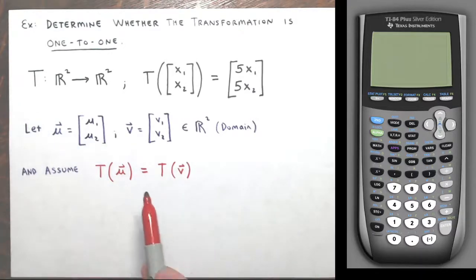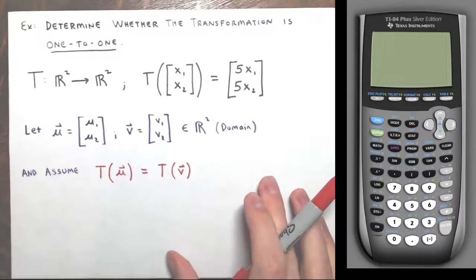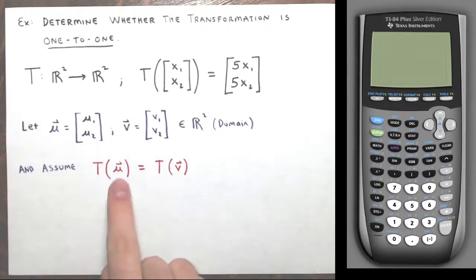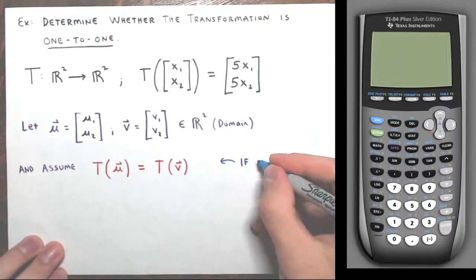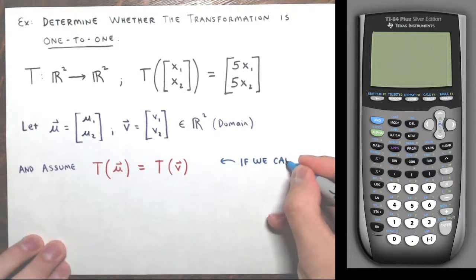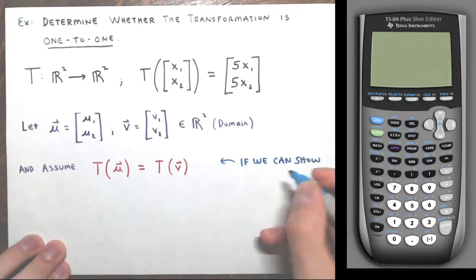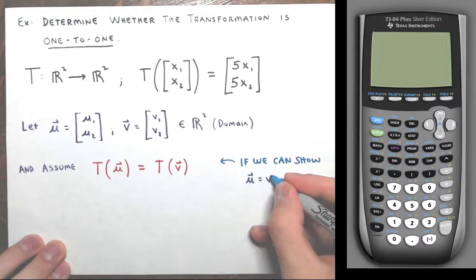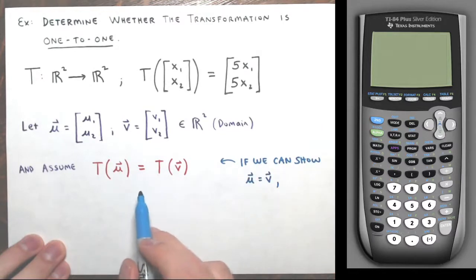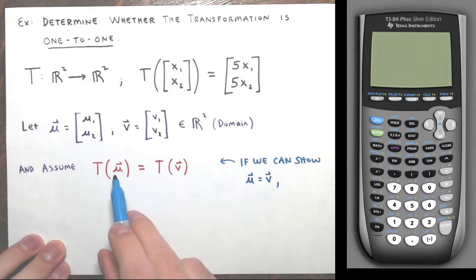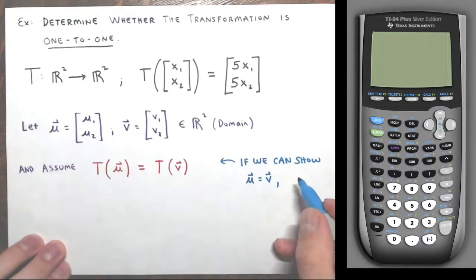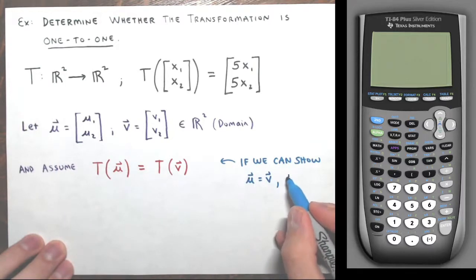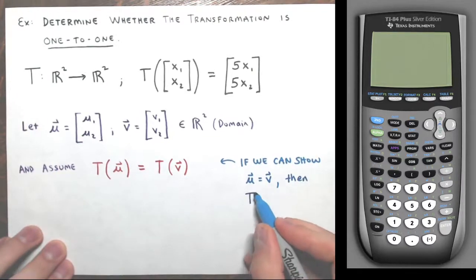All right. Now, if we can show that vector u is equal to vector v, well, then that means that if two vectors have the same image, they're the same vector. They're not two different vectors, two different inputs with the same output. Therefore, T must be one-to-one. If we can show u equals v here, then T is one-to-one.